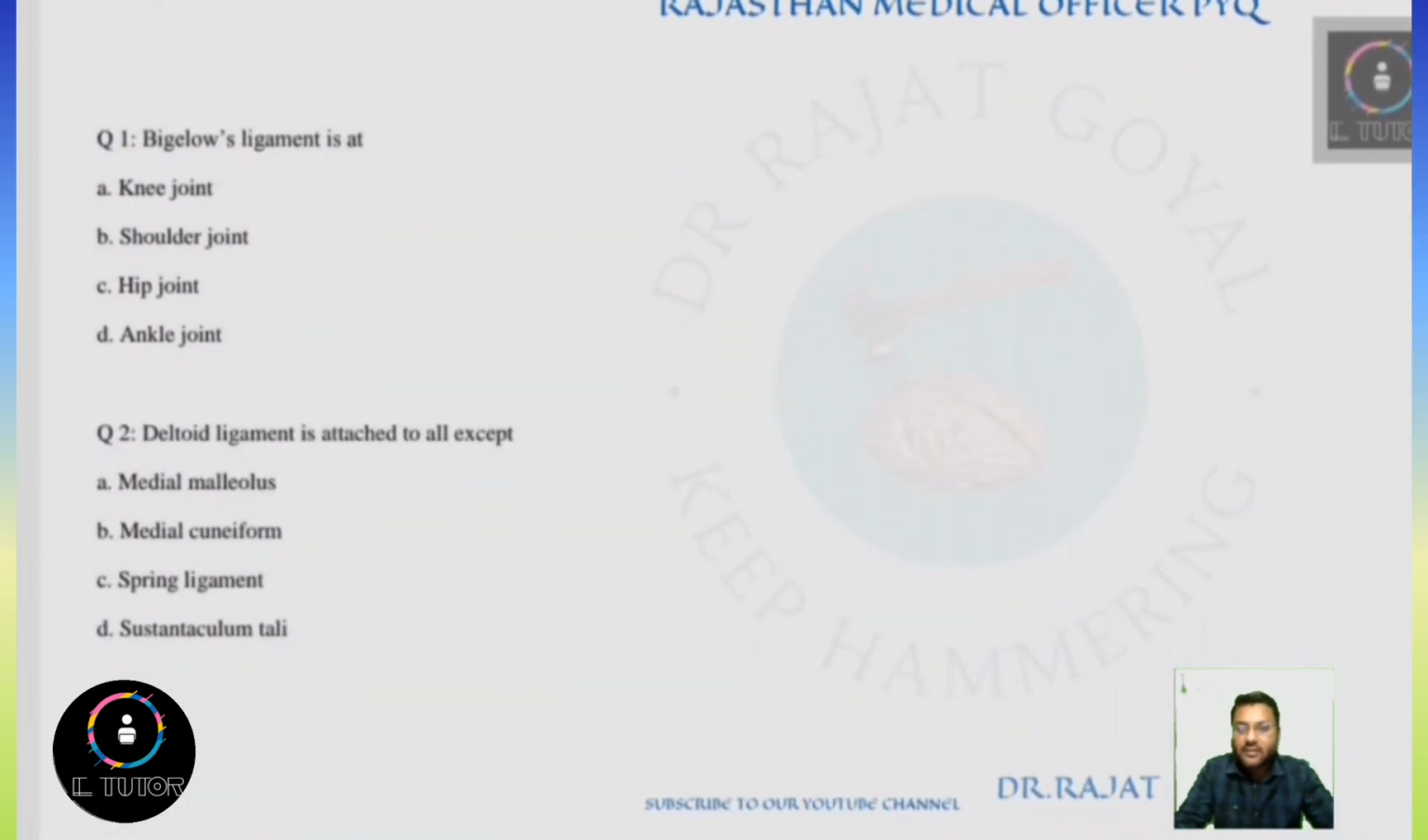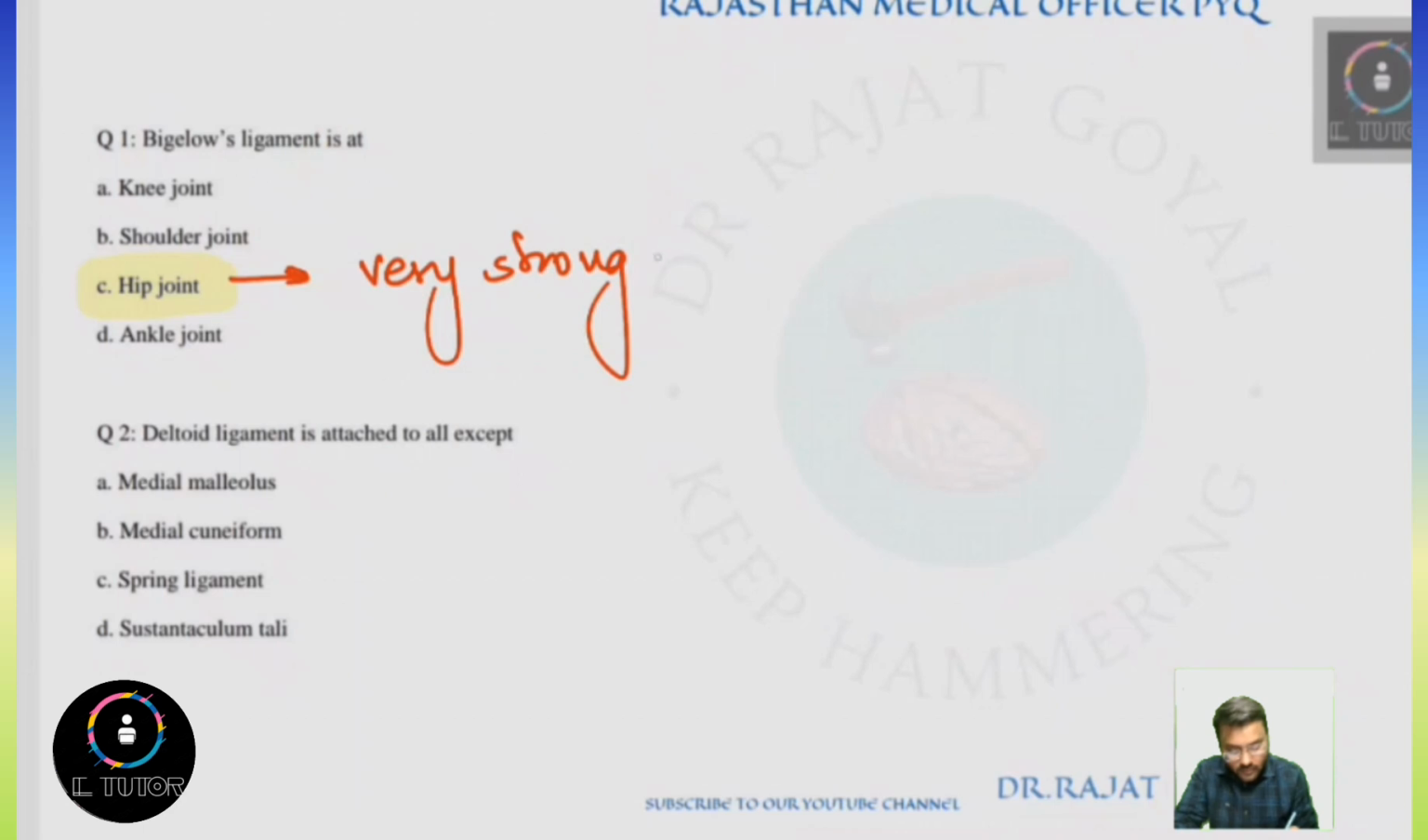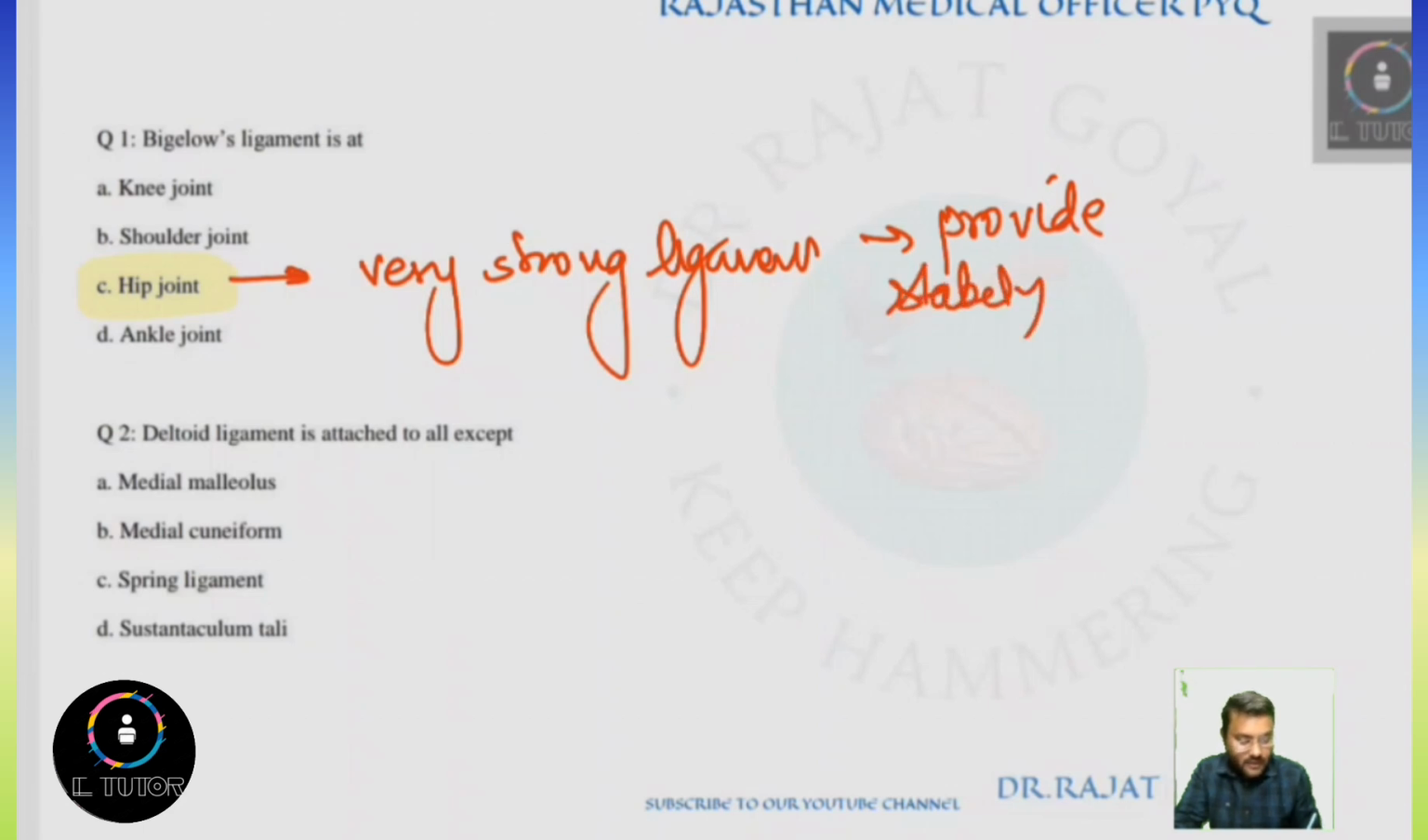Bigelow's ligament is mainly associated with the hip joint. Option number C will be the correct answer. Bigelow's ligament present in the hip joint is a very strong ligament and provides stability to the hip joint.